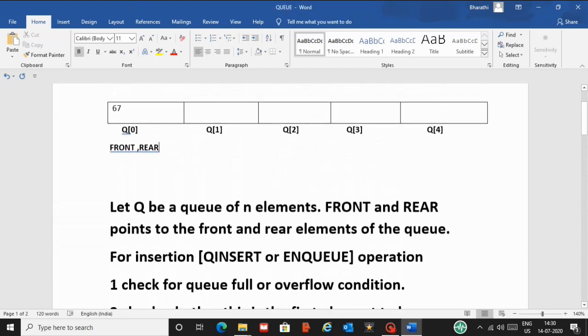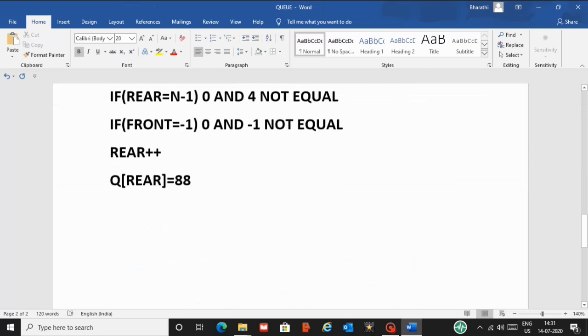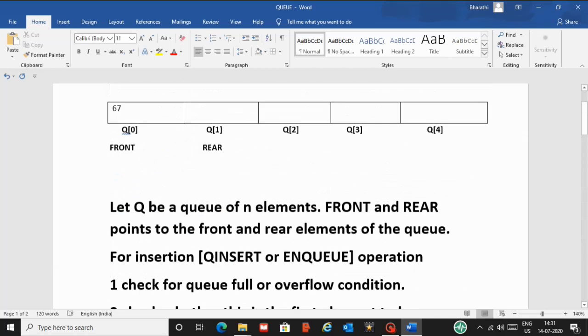Q of rare is equal to 88. Yes, rare plus plus will make you front remains there only, but rare will get incremented. So rare would be pointing to this location. Front remains there only, and then Q of rare, that is nothing but Q of rare plus plus, is nothing but 0 plus 1, which is equal to 1. Q of rare is nothing but Q of 1 is equal to 88. So Q of 1 is equal to 88.